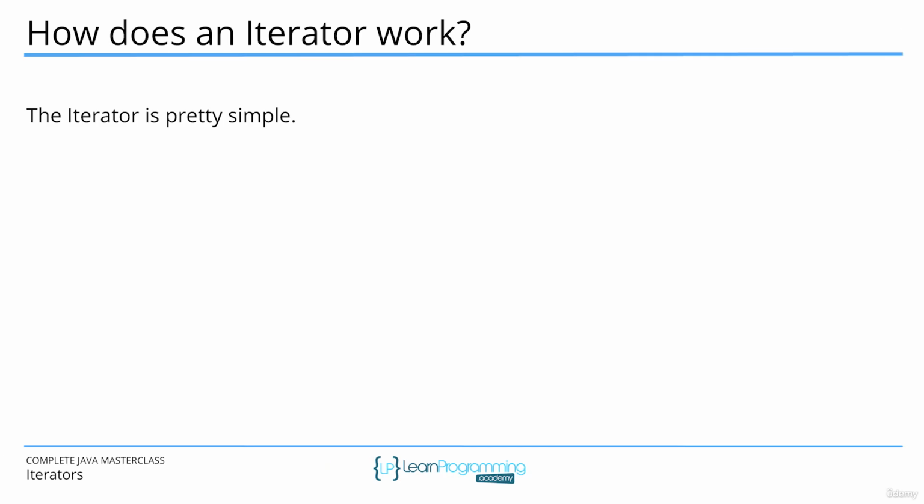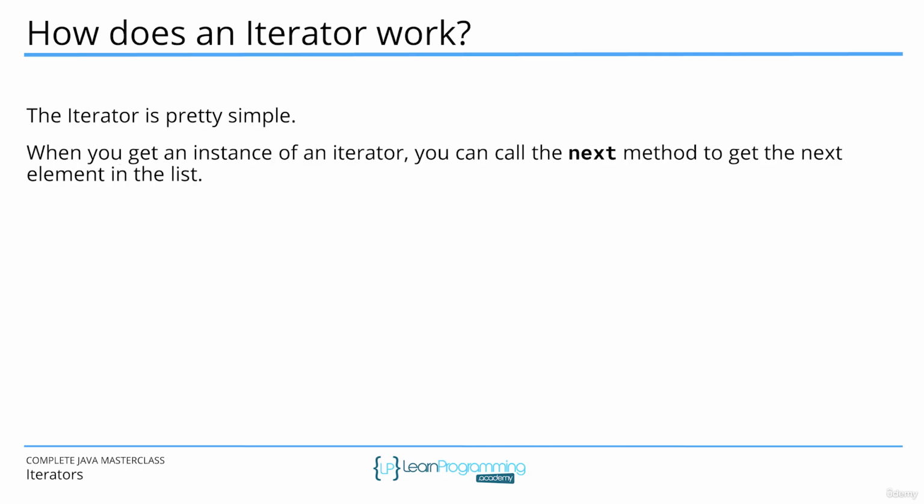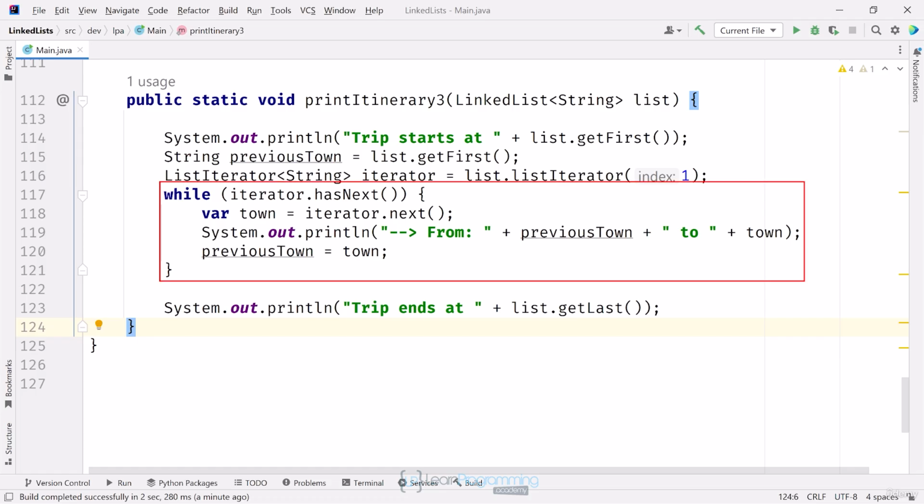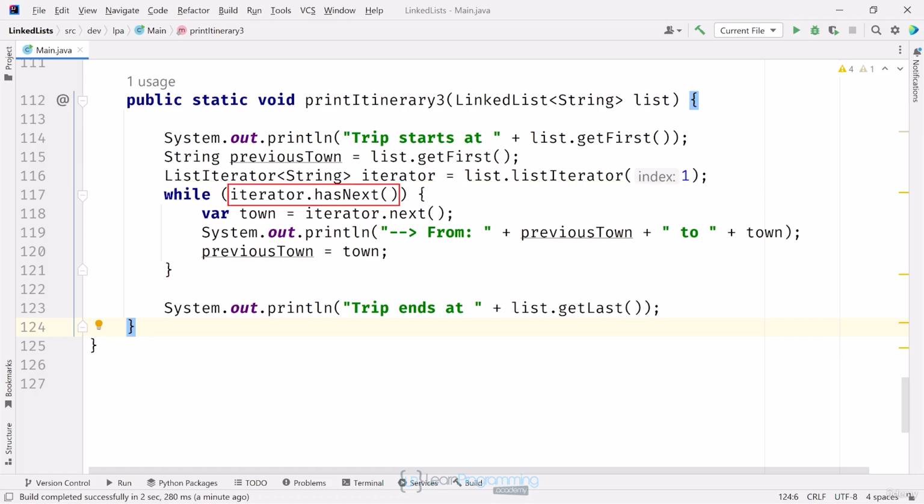The iterator is pretty simple. When you get an instance of an iterator, you can call the next method to get the next element in the list. You can use the hasNext method to check if any elements remain to be processed. In the code, you can see a while loop which uses the iterator's hasNext method to determine if it should continue looping. In the loop, the next method is called and its value assigned to a local variable and the local variable printed out. This prints each element in a list, but does it through or via the iterator object.